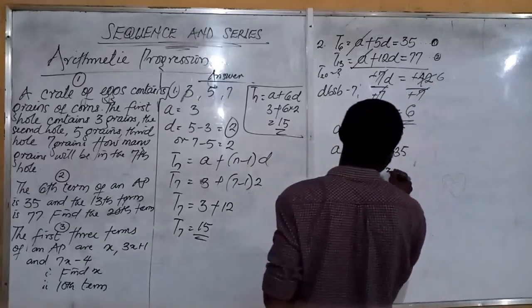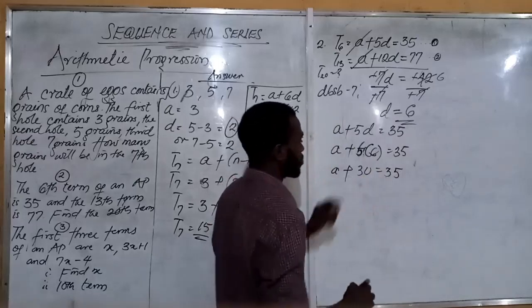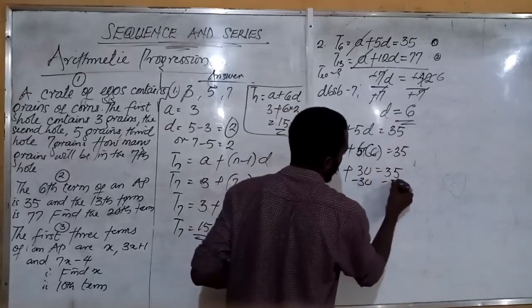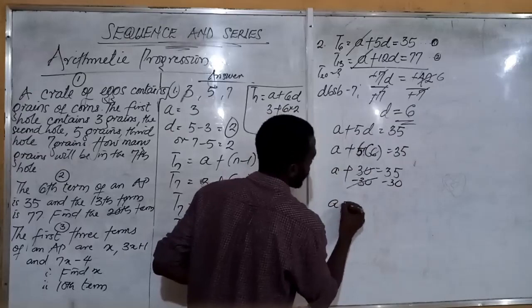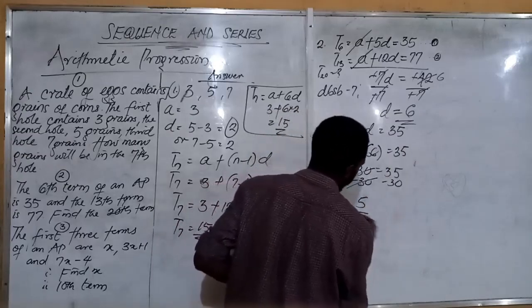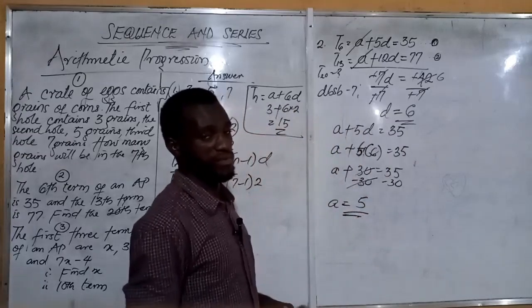30 is equal to 35. So what do I do from here? I subtract 30 from both sides. Here minus 30, here minus 30. So A becomes what? This minus this is what? 5. And that becomes my first term.